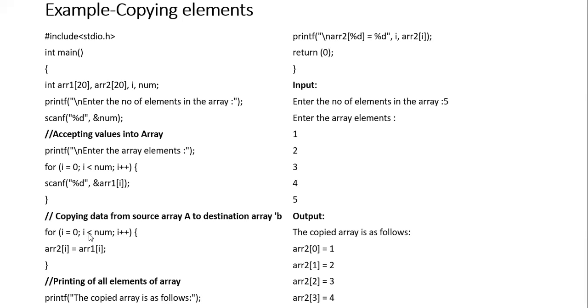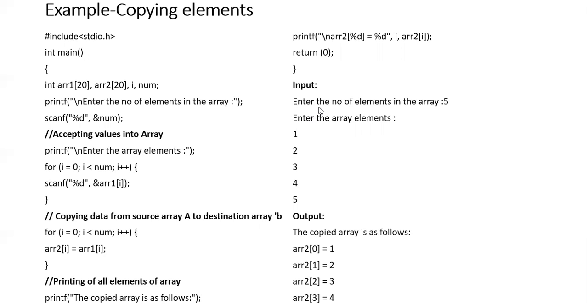So again it compares 2 less than number, that is 5, and i is now 2. The third element of array 1 will be copied to the third element of array 2. Likewise the process repeats till the 5 elements, and then it is printed out. For printing, normally you know that you have to give printf of array 2 at index i, and array 2's element is now printed.